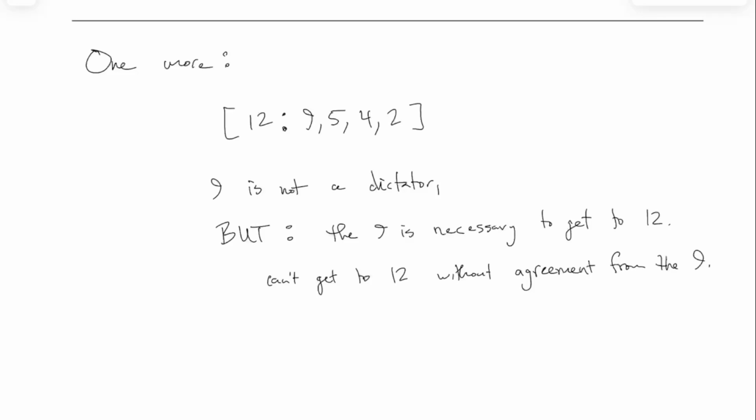If you want to make it to 12, the 9 has to be on board, right? This means the 9 cannot get to 12 all by themselves, but if the 9 is not on board, it's not going to happen. And there's a word for this, and you probably heard this from politics. We say that the 9 has veto power. That means the 9 by themselves cannot just make it to 12. But if the 9 is against it, then it's not going to happen, right? You can't make it to 12 without agreement from the 9.